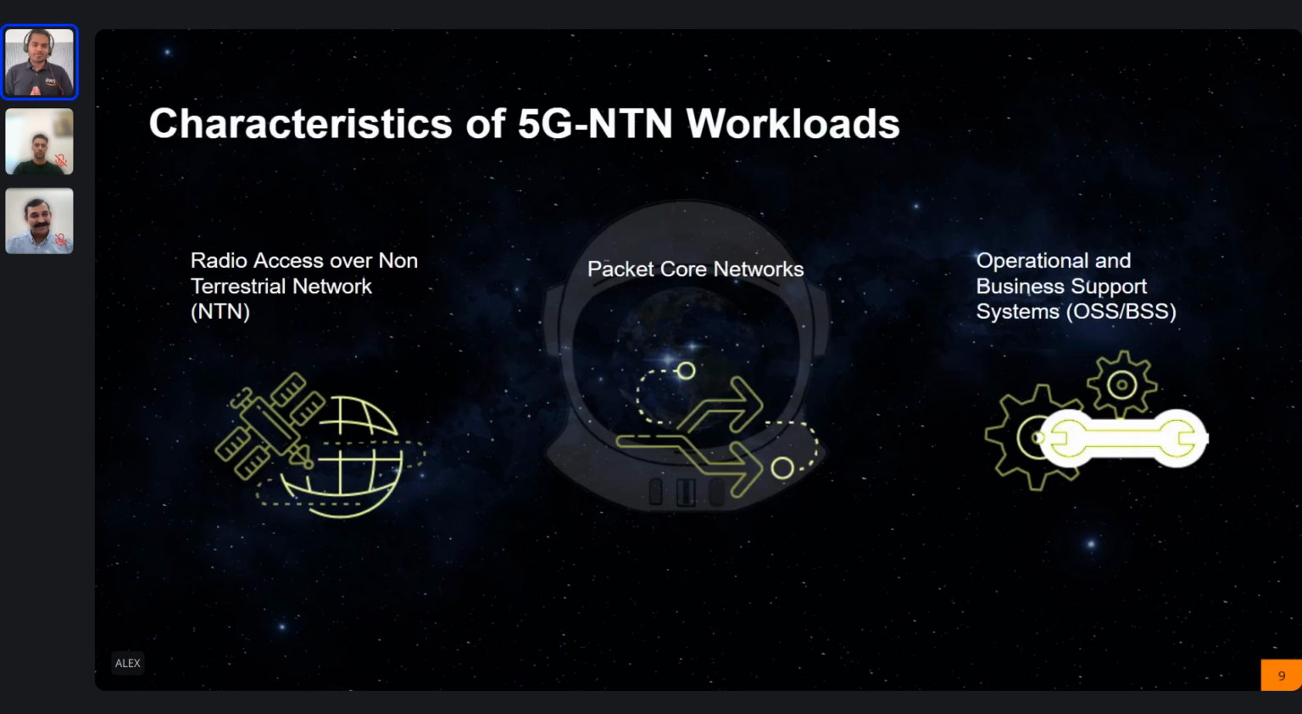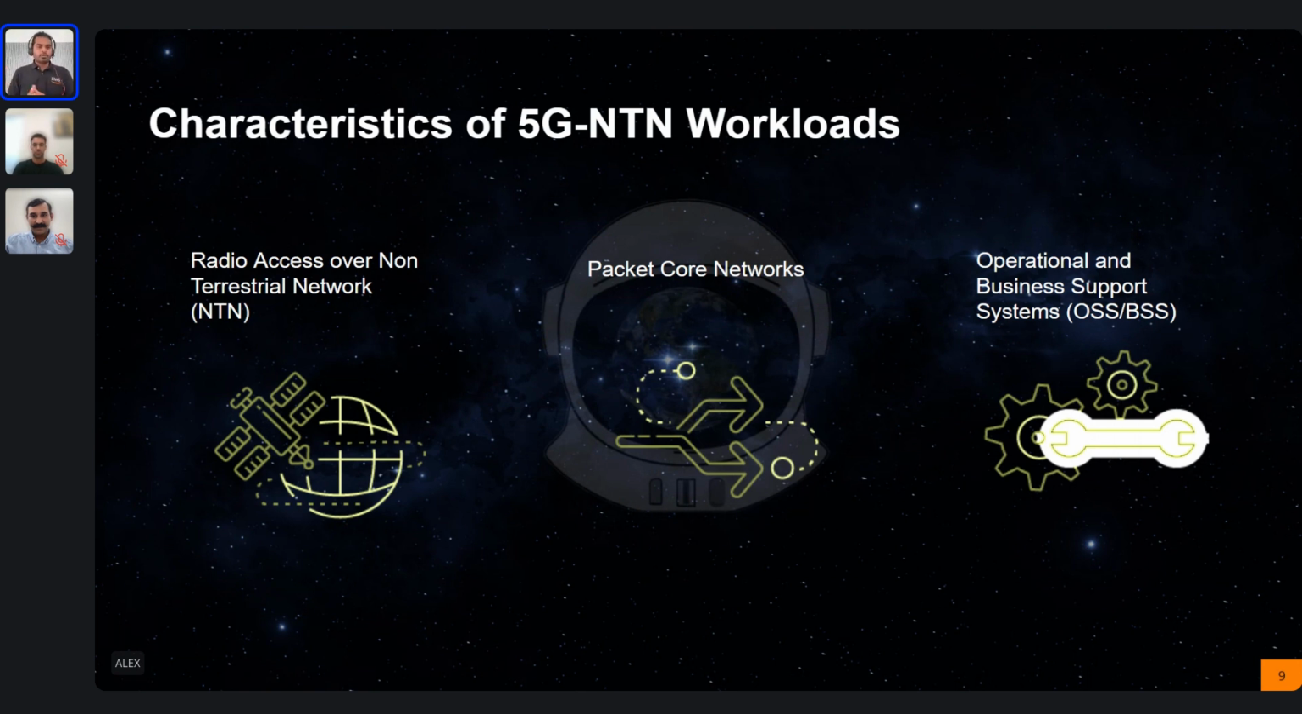Perfect. Thank you very much, Shehbaz, and thank you very much for sharing the need of running 5G over non-terrestrial networks. I'm going to be talking to you about what it takes to build 5G and what it takes to enable 5G over your non-terrestrial network. So let us first take a look at the characteristics of what 5G over non-terrestrial workloads entail. What are the characteristics of these workloads?